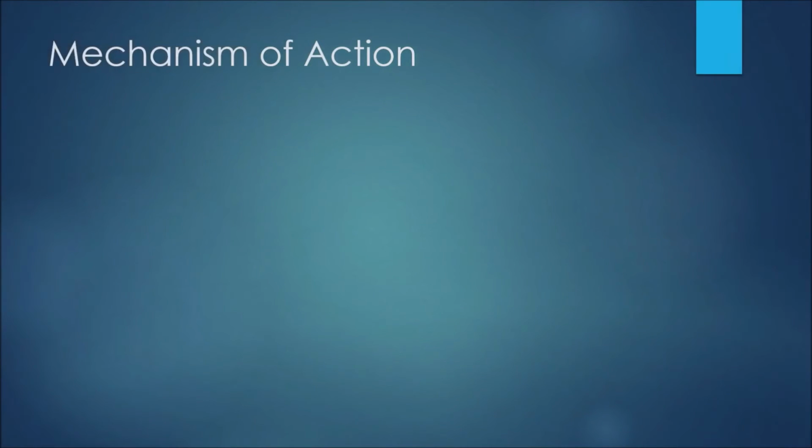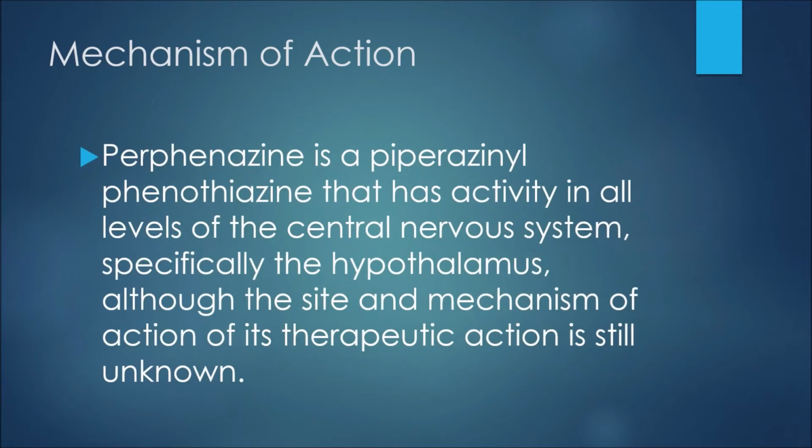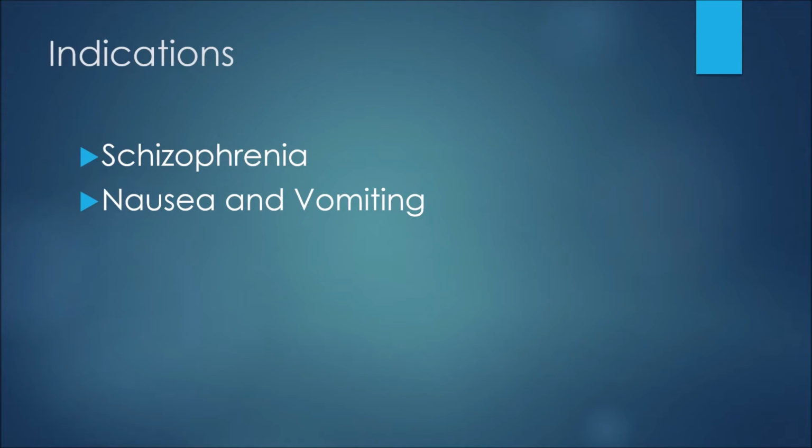So the first thing to discuss here would be the mechanism of action or how this medication works. Perphenazine is a piperazinyl phenothiazine that has activity in all levels of the central nervous system, specifically the hypothalamus, although the site and mechanism of action of its therapeutic action is still unknown. In terms of indications or reasons we prescribe this medication to a patient, we may see Perphenazine prescribed in the treatment of schizophrenia, as well as the treatment of nausea and vomiting.